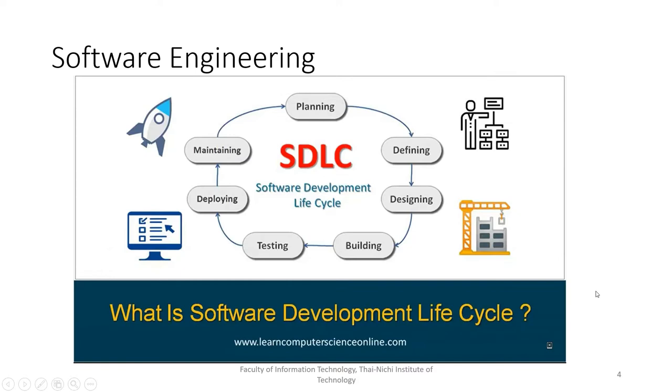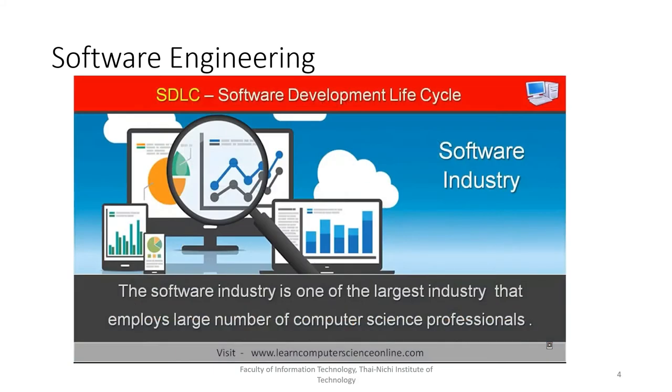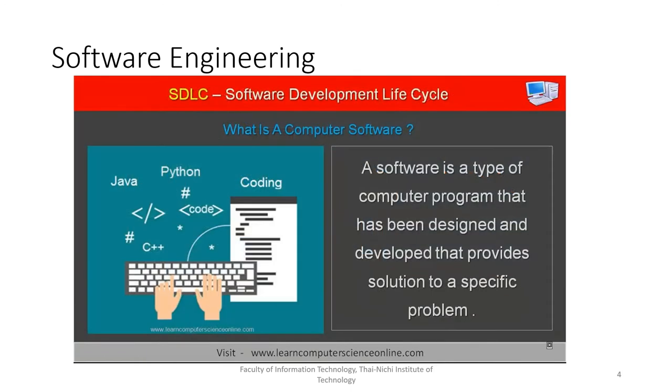Welcome to LearnComputerScienceOnline.com, and in this video, we are going to discuss what is the software development life cycle. The software industry is one of the largest industries that employs a large number of computer science professionals. A software is a type of computer program that has been designed and developed to provide a solution to a specific problem. The software is also alternately referred to as a software package.